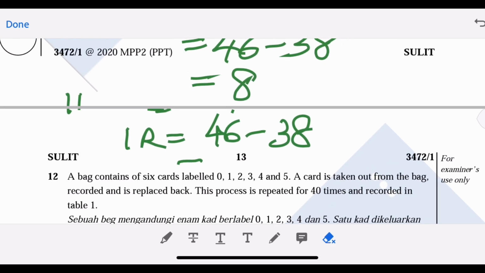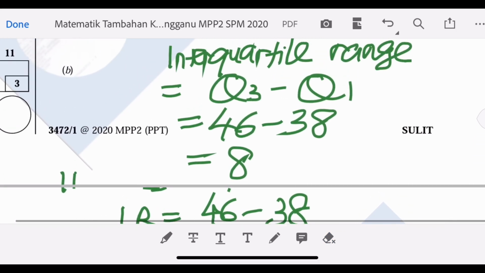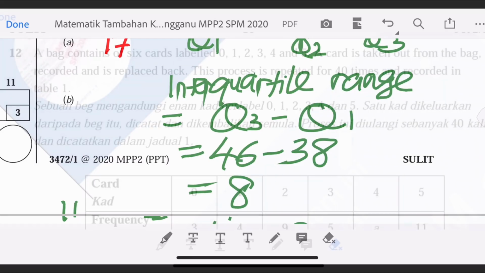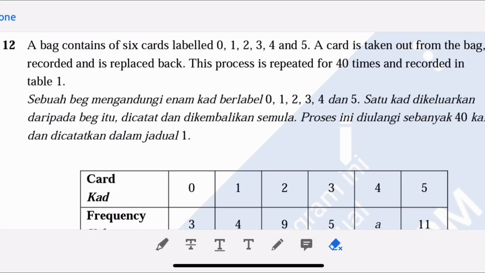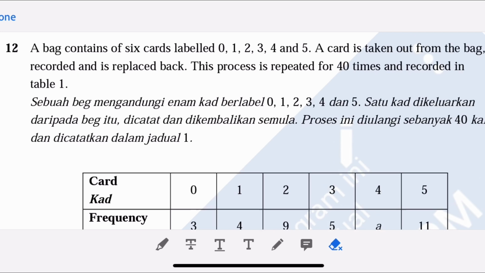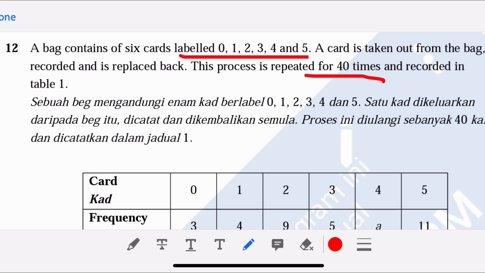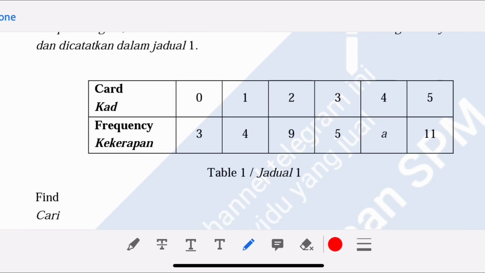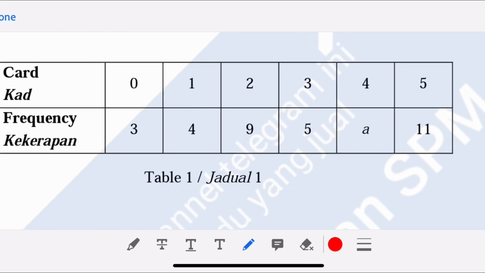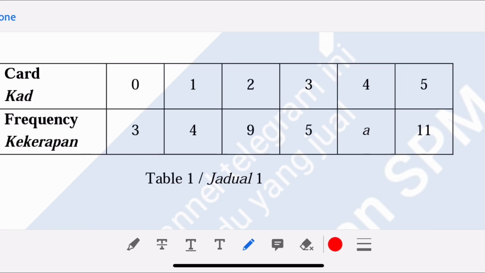Alright, now we have solved the statistics question. Now let's see another statistics question. A bag contains 6 cards labeled 0, 1, 2, 3, 4 and 5. A card is taken from the bag and recorded, and then replaced back. So the frequency is recorded, and the cards are labeled 0, 1, 2, 3, 4, 5.